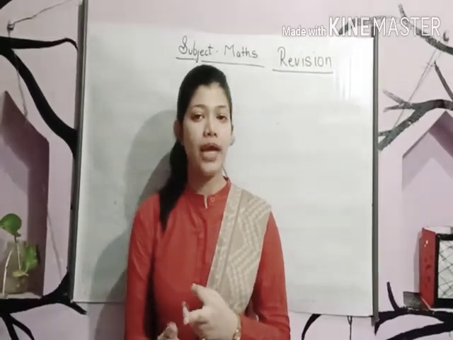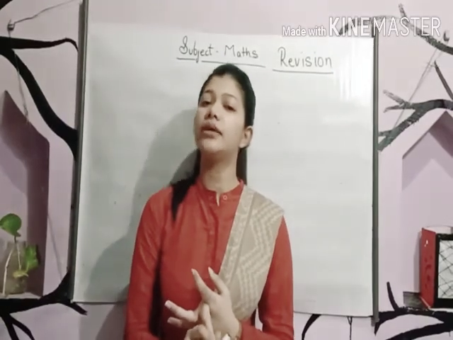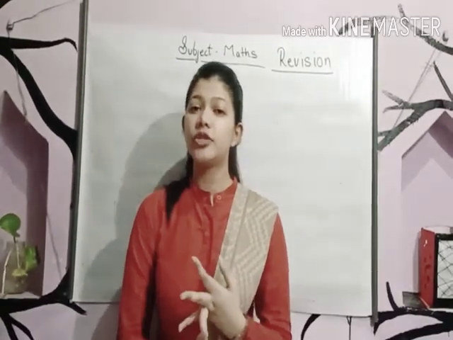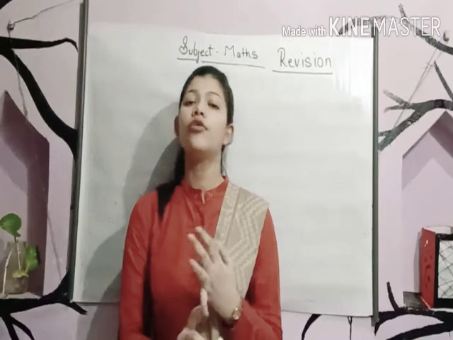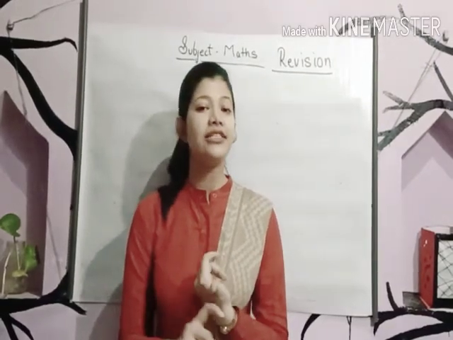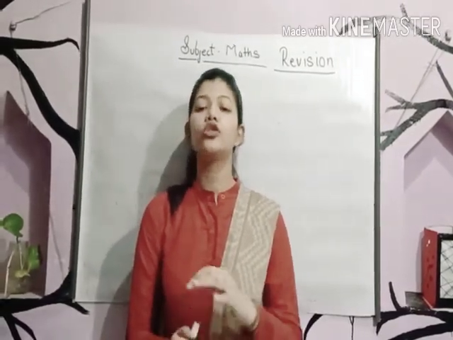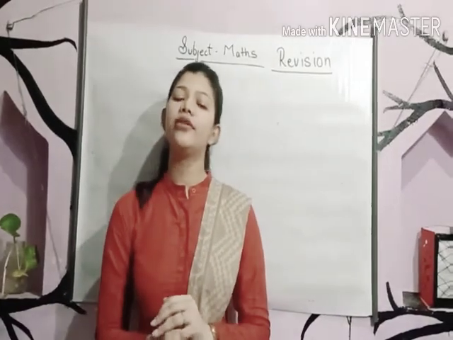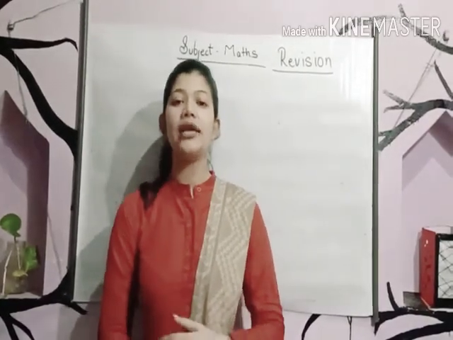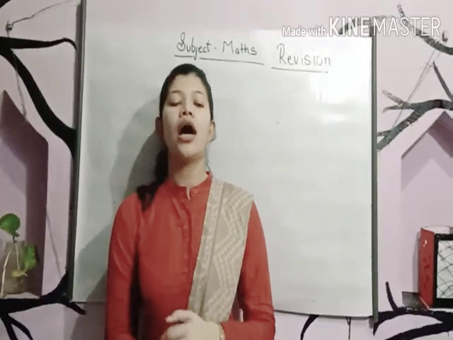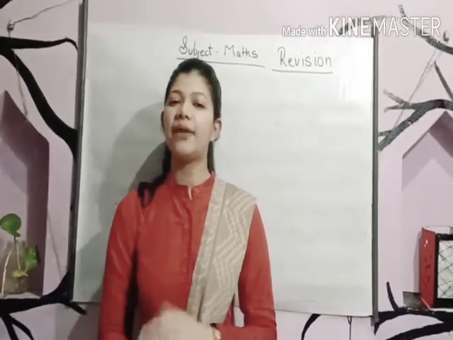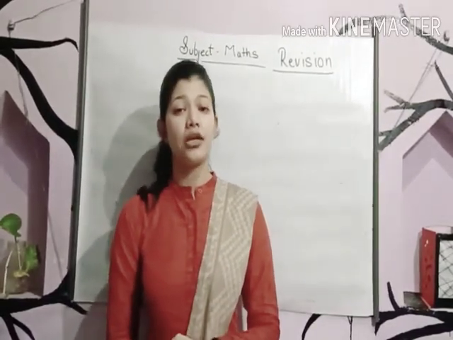Chapter 1, looking back. Second is numbers up to 1000. Third chapter, even and odd numbers. Fourth chapter, addition, and the last chapter, that is subtraction. So students, we have already completed revision of 4 chapters and now today we are stepping into our 5th chapter and the last chapter, that is subtraction.